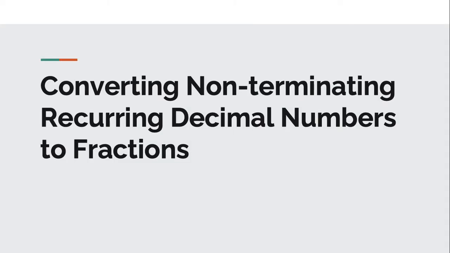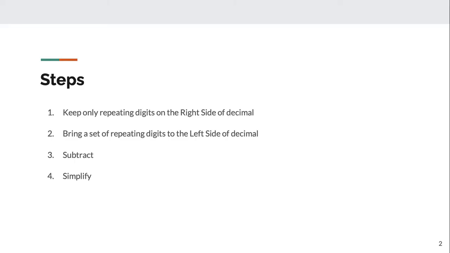Let us understand how we can convert non-terminating recurring decimal numbers into fractions. Non-terminating recurring decimals can also be called non-terminating repeating decimal numbers. There will be 4 steps.